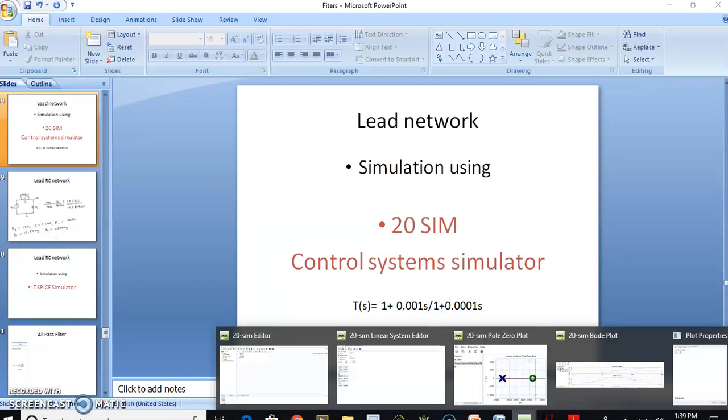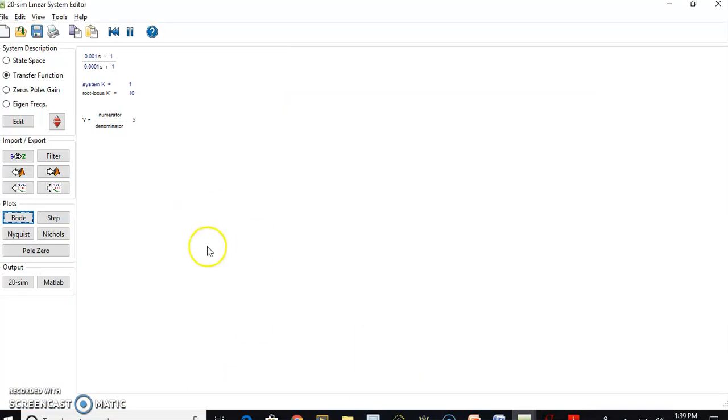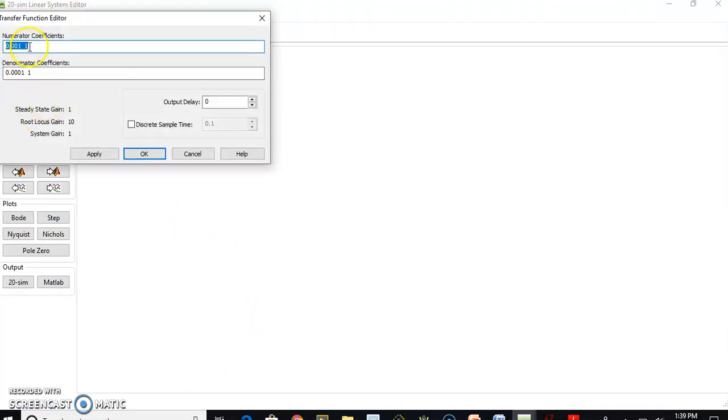So let us go to this 20-sim simulator and then try to locate the poles and zeros. Now we can see this, let me edit this. This is the numerator coefficient which represents the zero. Now we can see the zero is located at a time constant of 0.001, which is pretty high compared to 0.0001. Now this happens to be 1 kilo radian per second, and this represents 10 kilo radian per second.